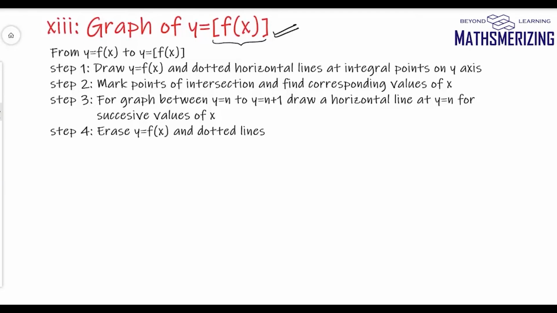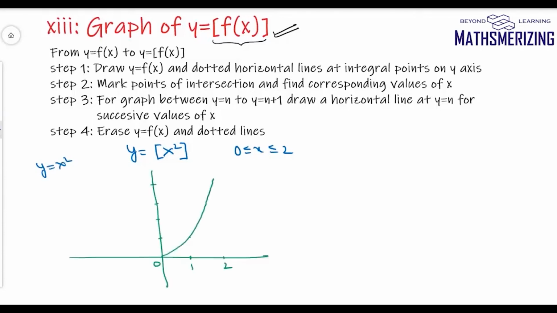Say for example, I have to draw the graph of y equals greatest integer function of x square when x lies between 0 and 2. Now what are the steps involved for this graph? My basic graph is y equals x square. So I'll draw the graph of y equals x square. So that's the graph of y equals x square between 0 to 2.